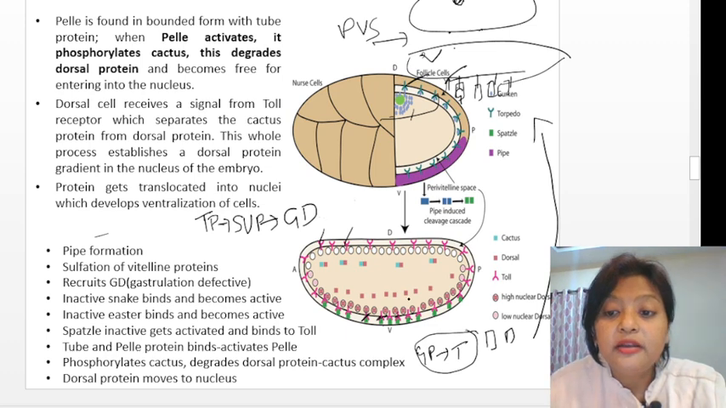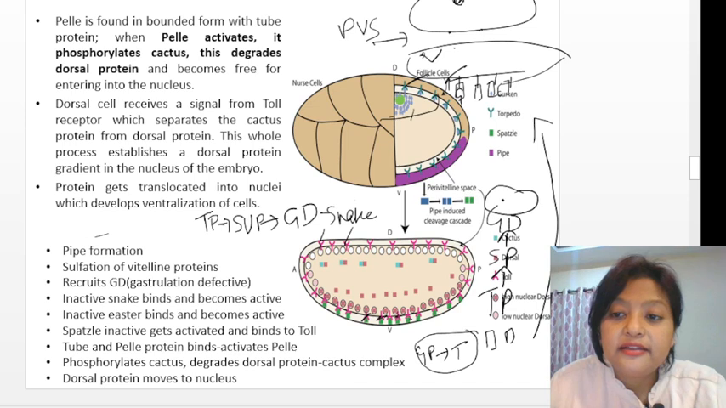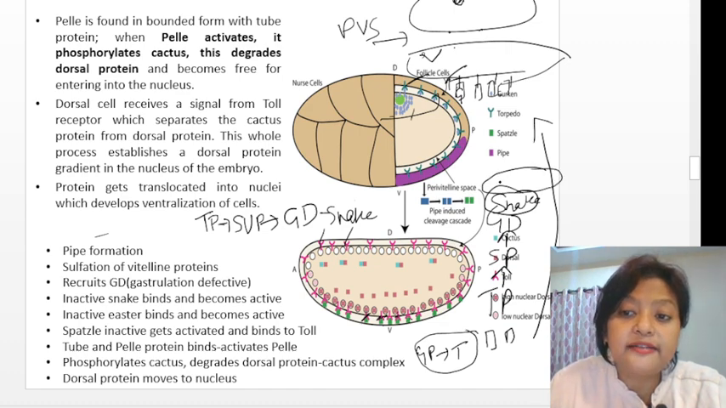Now when this happens with GD, what will happen? Snake protein will bind, which is in an inactive state. I'll just show you. Torpedo and pipe, then sulfation of proteins, and then GD will come and bind. With GD, snake protein will come and bind, which is inactive. Then this will become active, and again Easter protein will come and bind. So this is also inactive, and this will again become active.